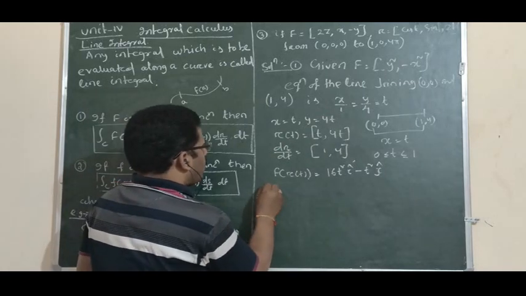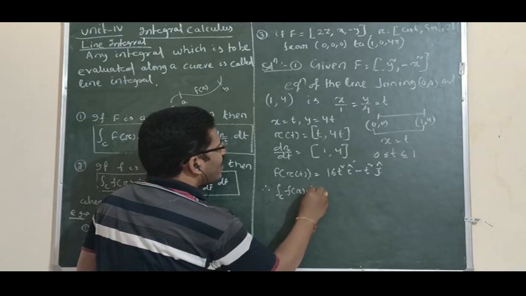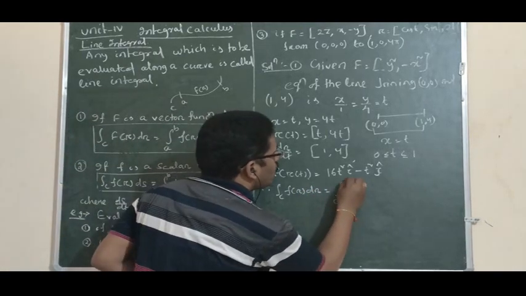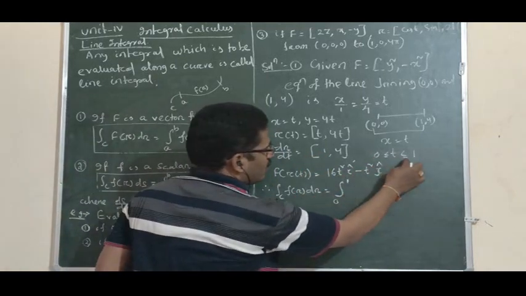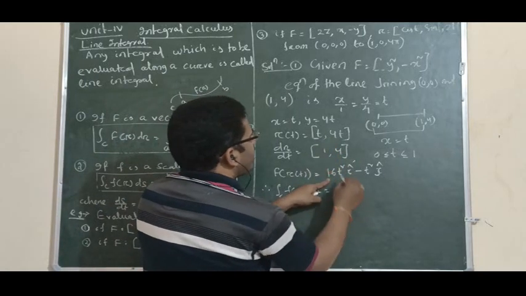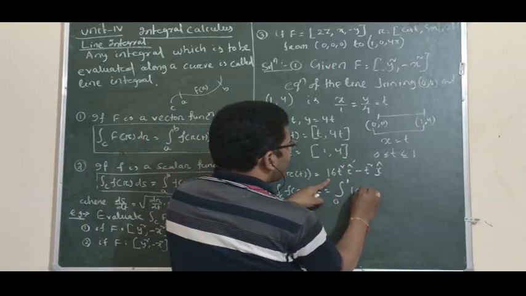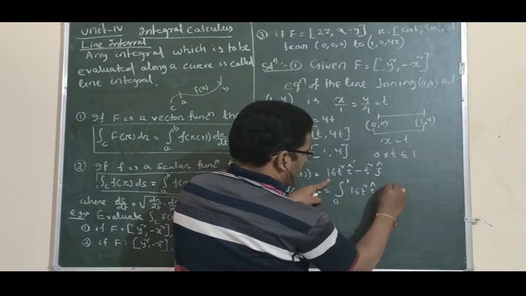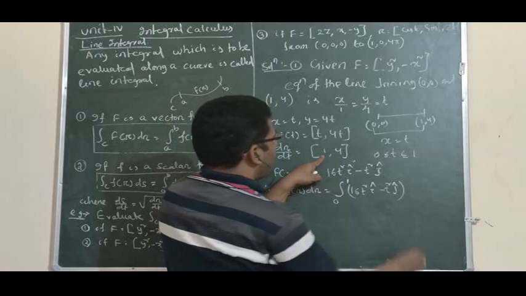Therefore integration over c f of r dr equals integration 0 to 1, because the limit is 0 to 1, f of r of t multiplied with dr by dt. That means this is your i cap plus 4j cap, 16t square i cap minus t square j cap multiplied with dr by dt.